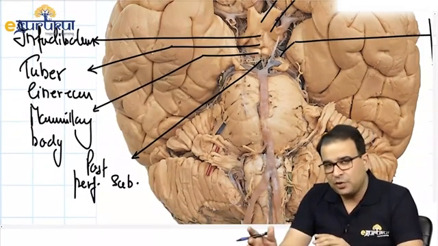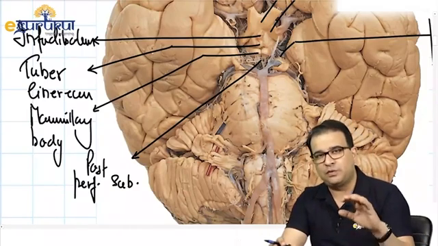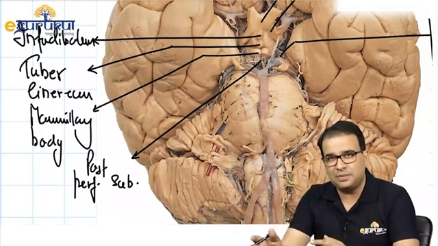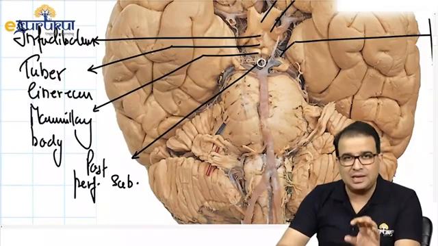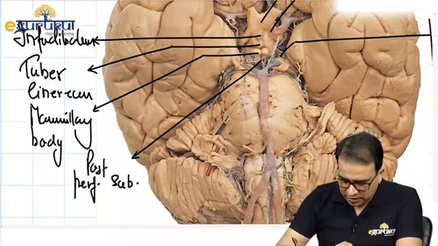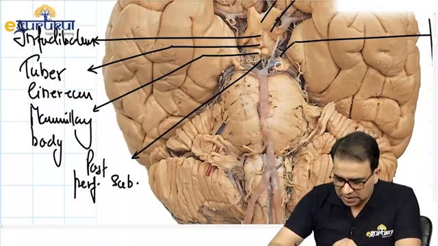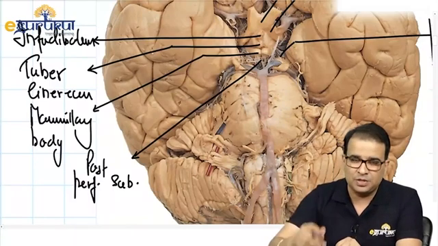So guys, the anterior perforating substance was the area which was perforated by the branches of the anterior cerebral and middle cerebral, whereas the posterior perforating substance is the grey matter area which is perforated by the branches of what? The PCA. That's the posterior cerebral artery. That's the one which goes in.